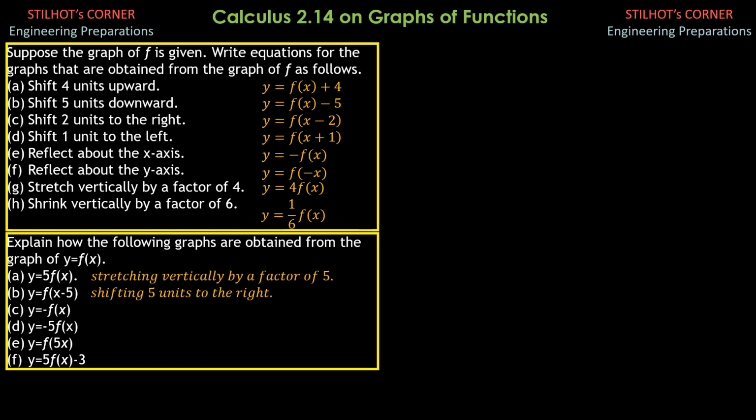Y equals negative f of x, so it is reflecting about the x-axis just like here. Y equals negative of 5 times f of x. That means we have to reflect the graph of part A, after stretching it vertically by a factor of 5, about the x-axis. So reflecting about the x-axis the graph of y equals 5 times f of x.